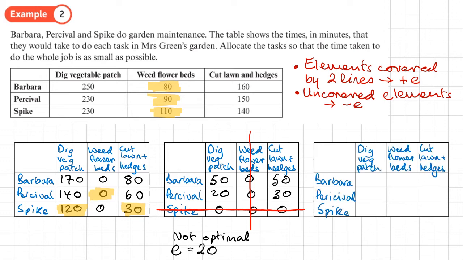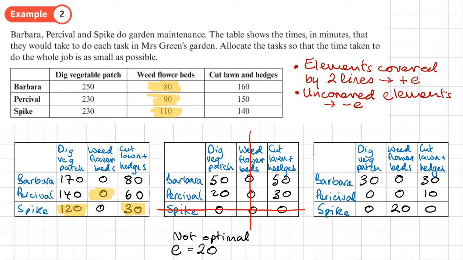Okay, so let's start with the elements covered by 2 lines. So this one here, we need to add E to that. So we're going to add 20 to it, so that becomes 20. Let's move on to the elements covered by 1 line. They're going to remain unchanged. So they're going to stay as 0, so 0 here in these boxes. And the other uncovered elements, these 4, we need to subtract E. So we're going to take 20 away. So we'll have 30, 0, 30, and 10.